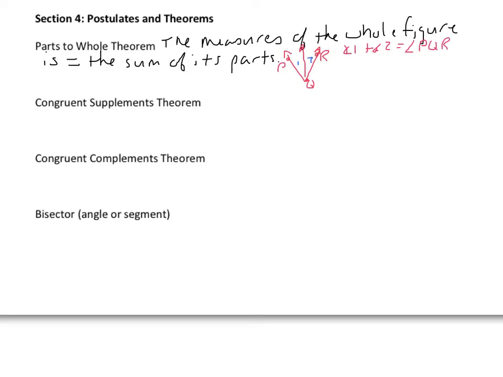If we were to make a line segment and say A, B, C, we would say that AB plus BC, the line segments, would equal the whole segment AC. So, parts to whole theorem, very powerful, very useful. We'll see later as we go.